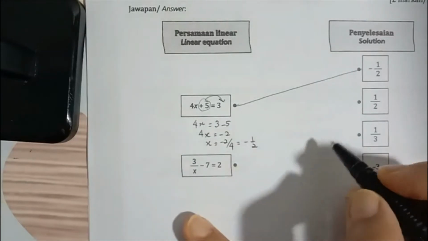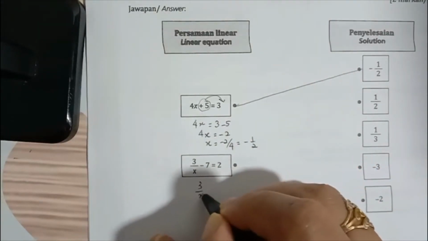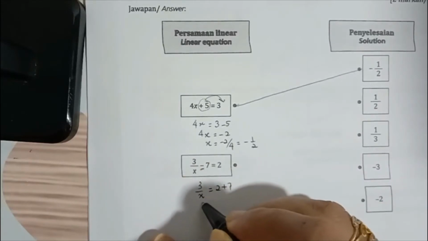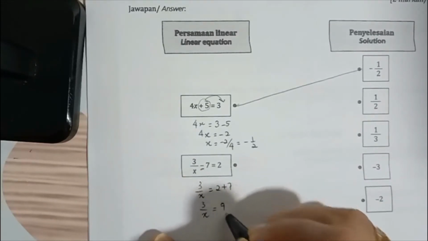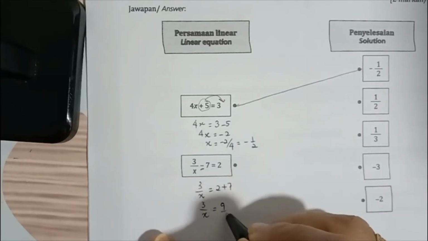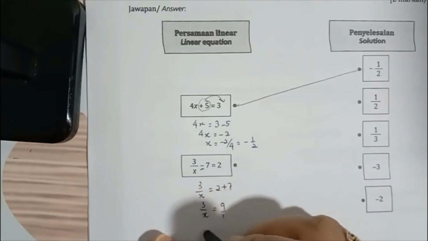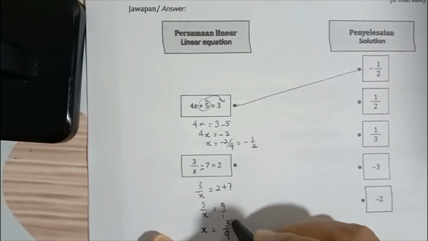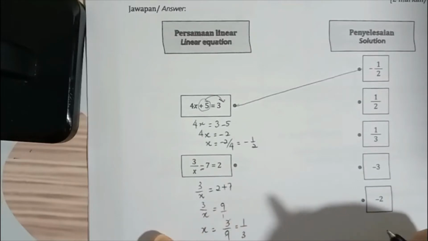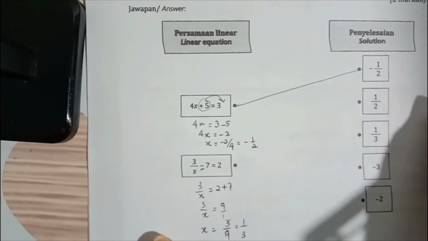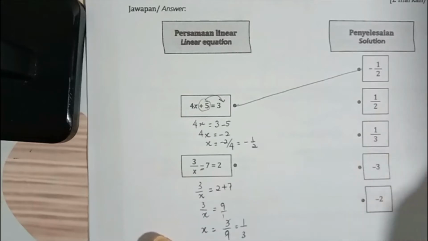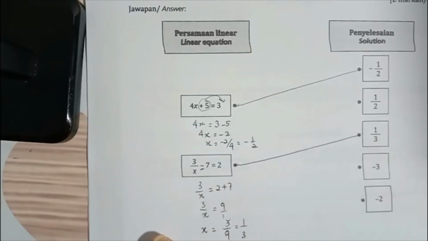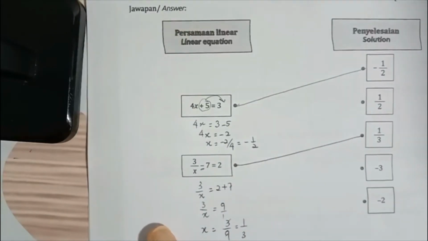Okay, match. And then here, 3 over x equals 2 plus 7. Bring here, so 3 over x equals 9. So how do we get x? You can cross multiply. So you get x equals 3 over 9. 3 over 9 means 1 over 3. So you will get the answer 1 over 3. So use a ruler and then join to 1 over 3. Okay, so you get the answer.